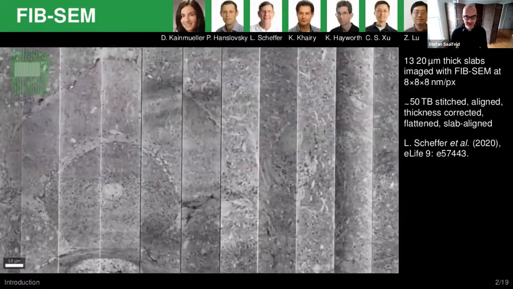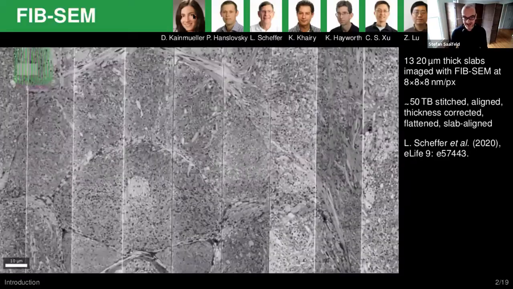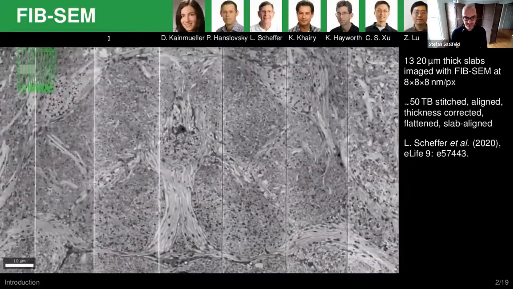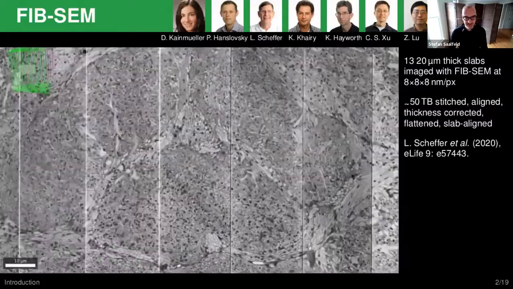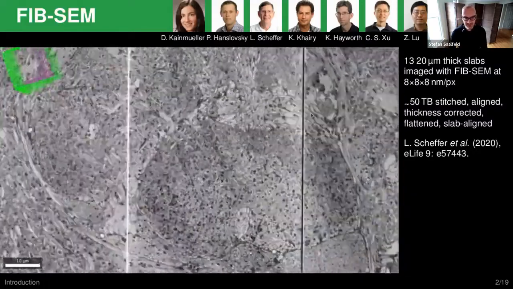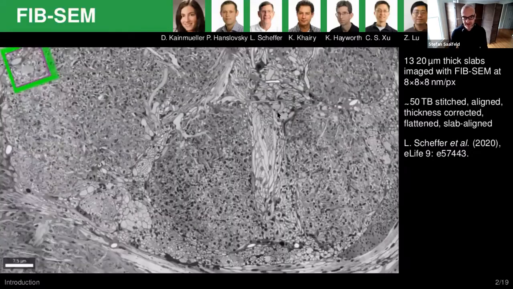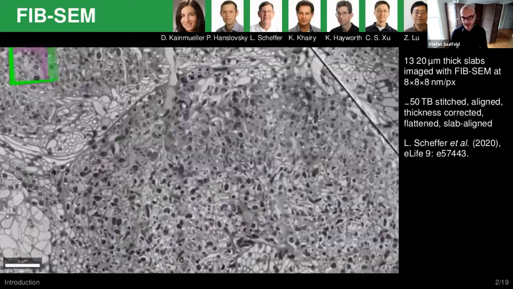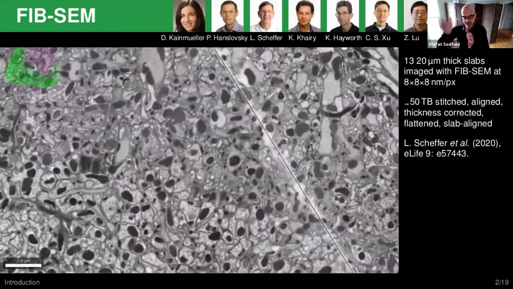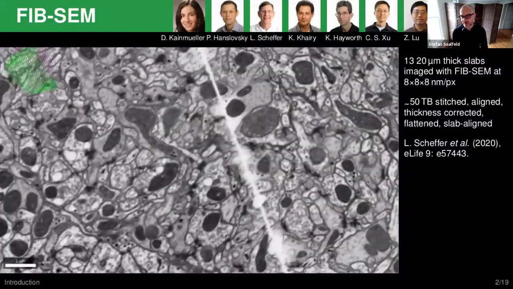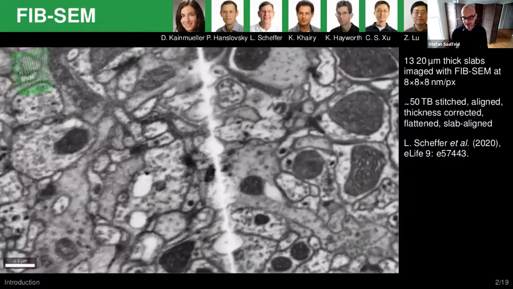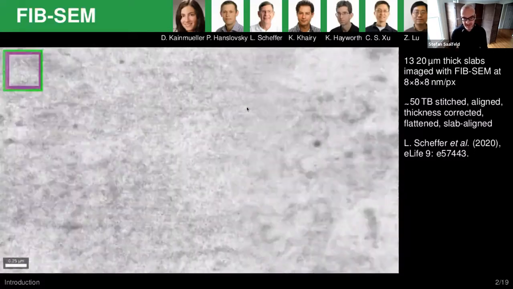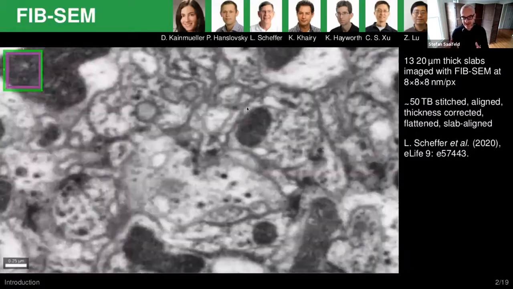Together with Janelia fellow Dagmar Kainmüller, who is now a group leader in Berlin, and our colleagues from Scientific Computing, we developed the methods to stitch and align a volume of the Drosophila central brain that was imaged with focused ion beam scanning electron microscopy at 8 nanometer isotropic resolution after it was sectioned into 13 slabs of 20 micrometer thickness. Those are the stripes that you've seen here. And here we had to stitch and align the FIB-SEM slabs and then unwarp and align the slab series.